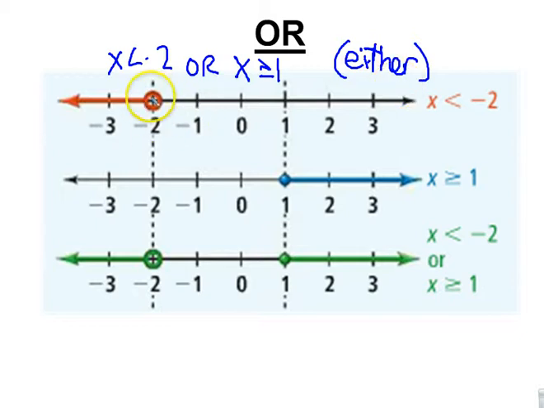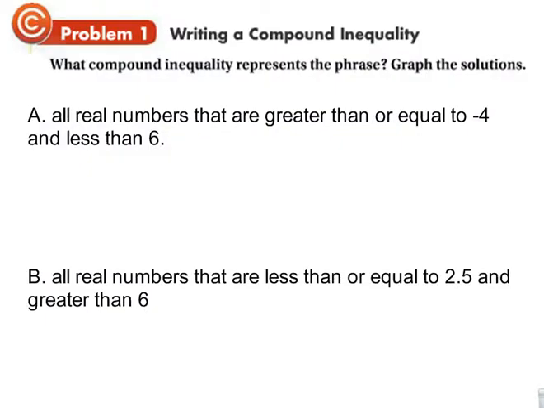Okay, so we have open circle shading left, closed circle shading right. We don't have any overlap. That's not what we're looking for. So therefore we draw both graphs together on the same number line. There is no short way to write this. You have to write it out as the two parts. Okay, let's see how this works.